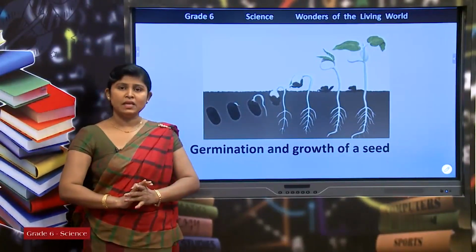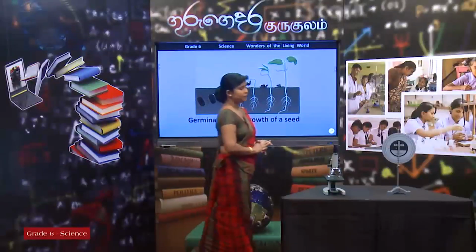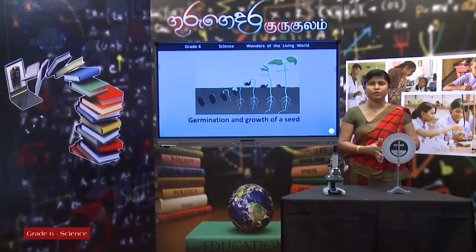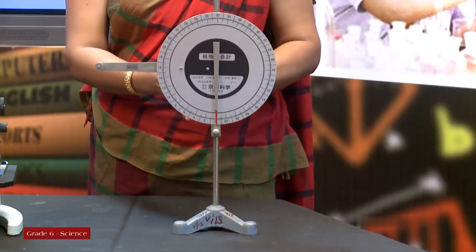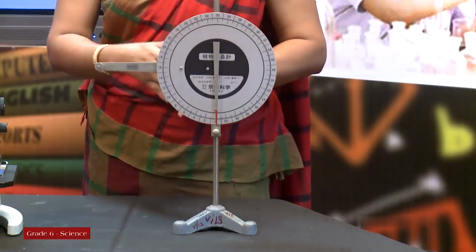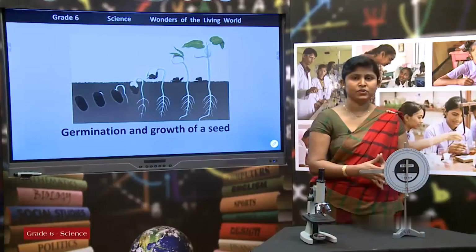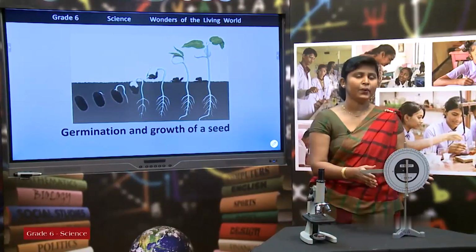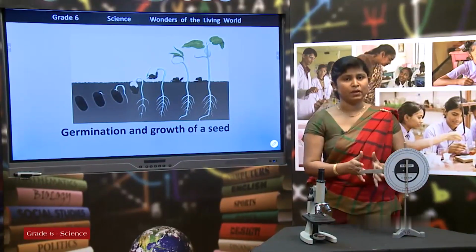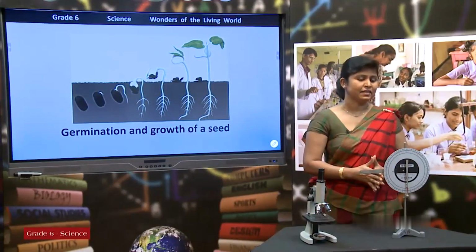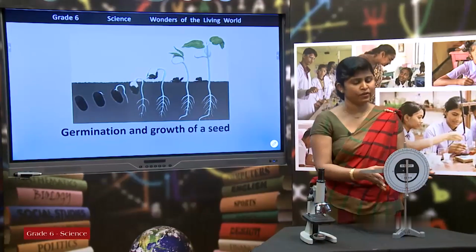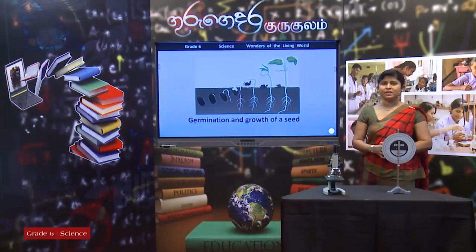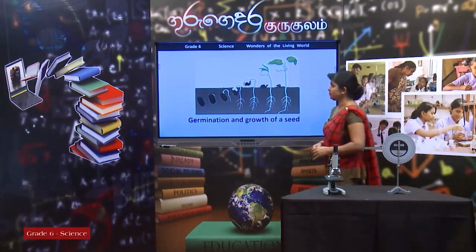I have got a simple instrument to introduce you. Actually, I brought this to show you only. This instrument is known as an auxanometer. This is used to measure the growth of a plant, right? You will be able to learn more and more about this instrument in your next grades, but for the time being, you have to understand that this instrument can be used to measure the growth of a plant. You can observe it carefully. Yes, that is for the growth of the organisms. Now, let us see the next part of the lesson.